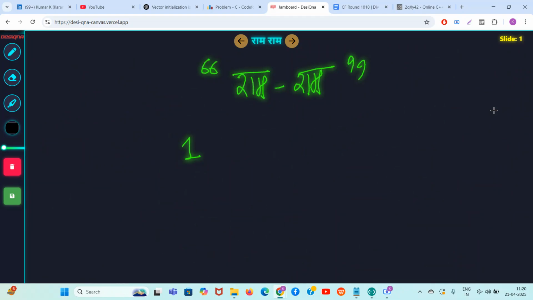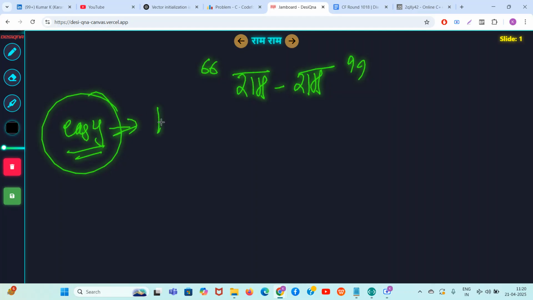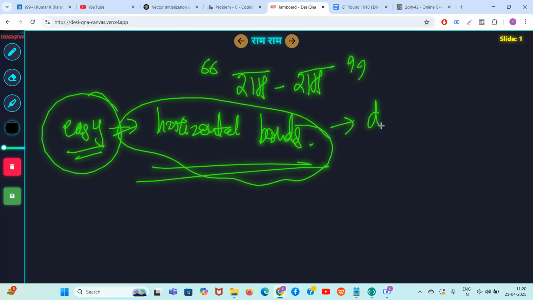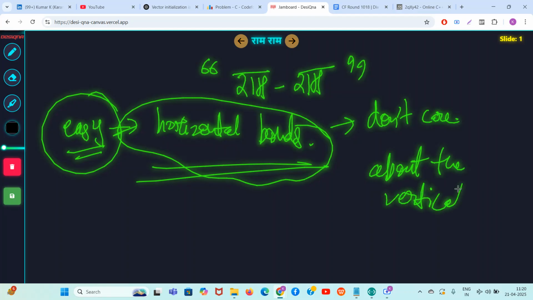So guys, now let's solve an easy version of the problem. The easy version is, let's say the question was given to you and they told you to only solve the horizontal bonds. You don't care about the vertical bonds.